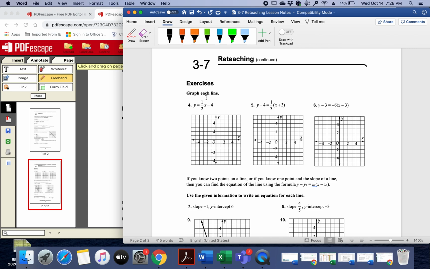This is graph each line. Now number 4 here is already in slope-intercept form. So we can identify the slope. I think I can write here. Yep, this is the slope. Slope represented by m. We can write that up here. M is the slope. M equals slope. There you have to deal with me trying to write again. Sorry about that. This is a slope.